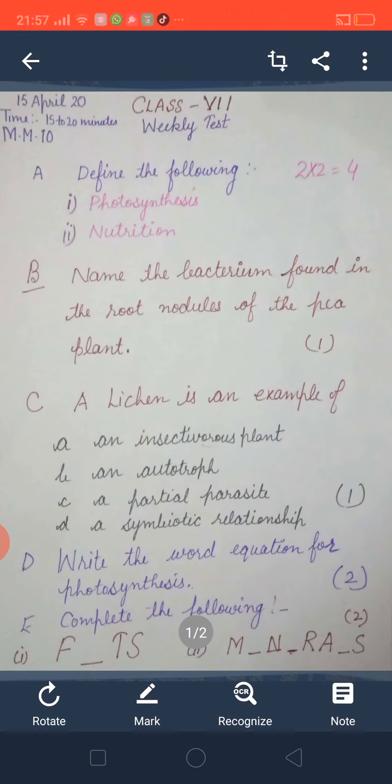This word is minerals. M I N E R A L S. Minerals. That's all. Thank you.